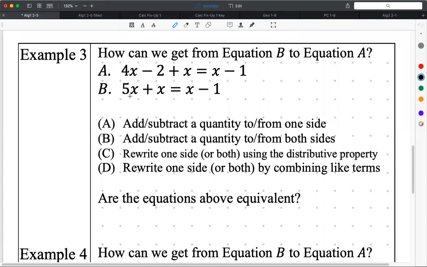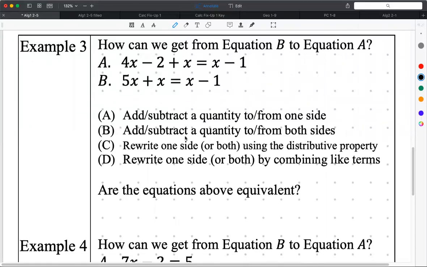So I have these two equations, 4x minus 2 plus x is equal to x minus 1, and 5x plus x is equal to x minus 1. How do I get from B to A? It doesn't really matter the order. You could say from A to B and it's kind of the same answer. But how do I get from here to here? That's the question, right? And it looks like I'm really asking from A to B in this case.